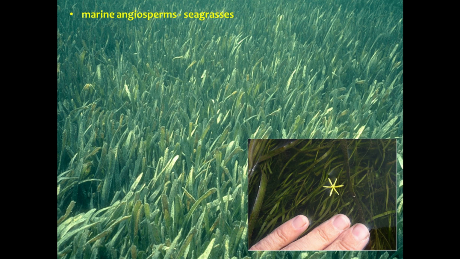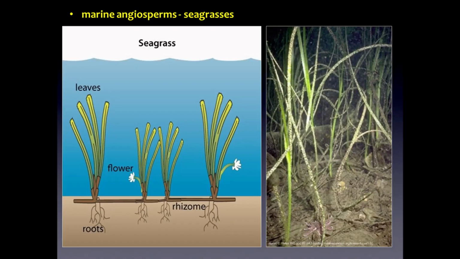They're protected from many other things, difficult for predators to find them. Just like grasses on land, seagrasses have leaves, they have flowers, they have roots, and they have a rhizome.